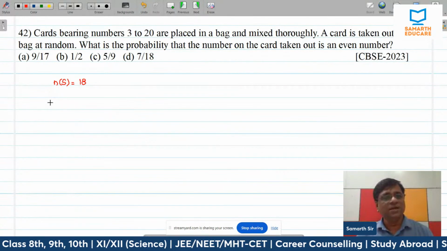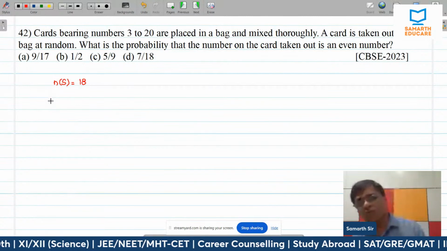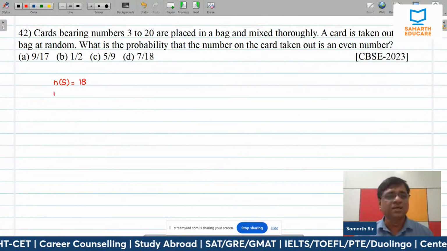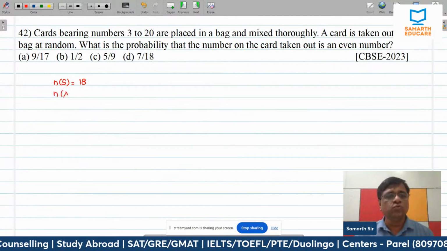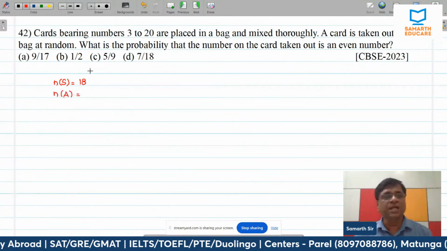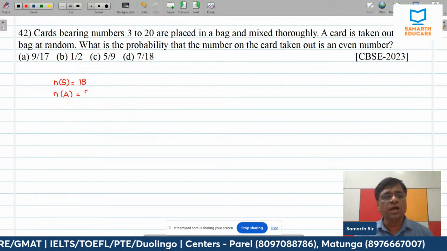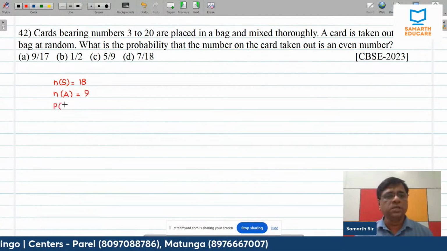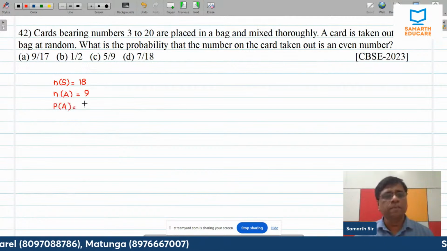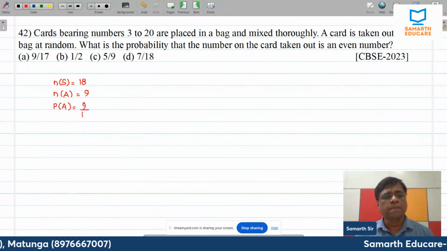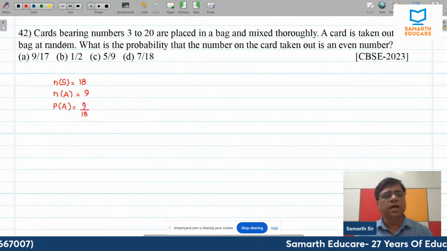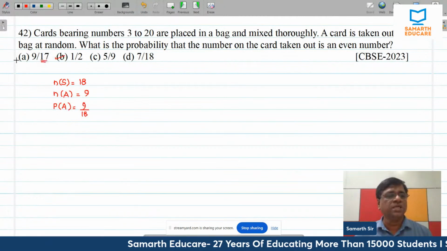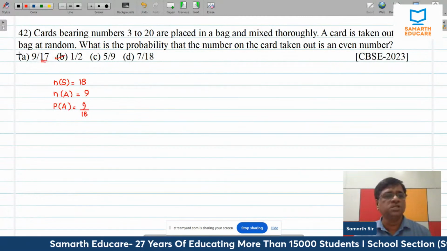Once again, if you count 1 to 20, how many even numbers do we have? That is 10, right? 2, 4, 6, and so on. From those 10 cards, I took out the card with 2, so always 9 remain. So the probability is 9 upon 18, right? And the answer is 1 upon 2. Remember, if you make a calculation mistake, there are high chances that you write a different answer, but that is a wrong answer. All right.